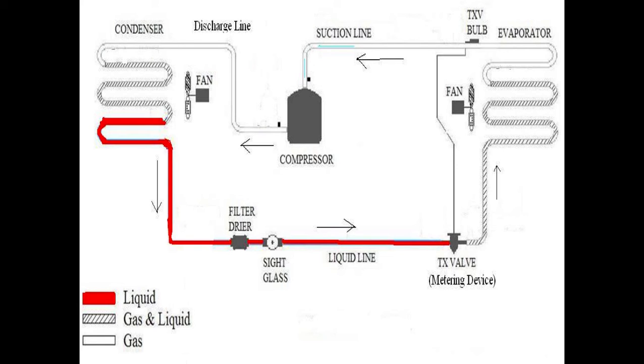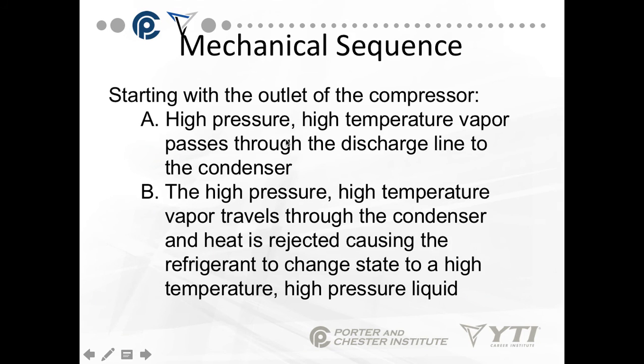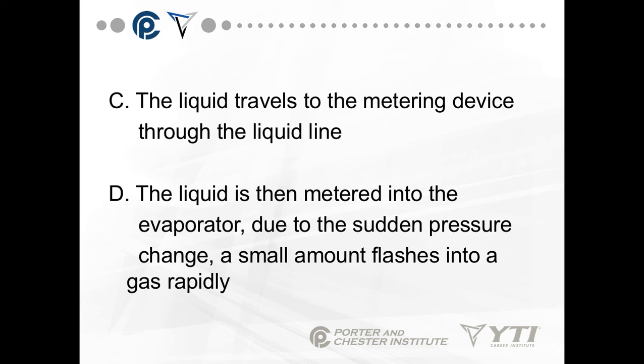So starting with the outlet of the compressor, which is right here, we have a high pressure, high temperature vapor. It goes out the discharge line to the condenser. The high pressure, high temperature vapor travels through the condenser and heat is rejected, causing the refrigerant to change state to a high temperature, high pressure liquid. The liquid travels to the metering device through the liquid line.